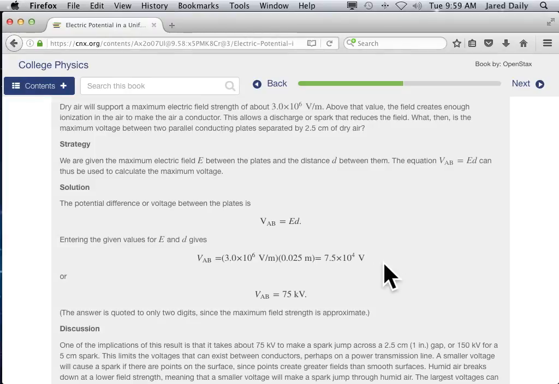So between two plates like that, if you create the maximum electric field, you'll get a voltage of 7.5 times 10 to the 4 volts across those plates before they break down. 75 kilovolts.